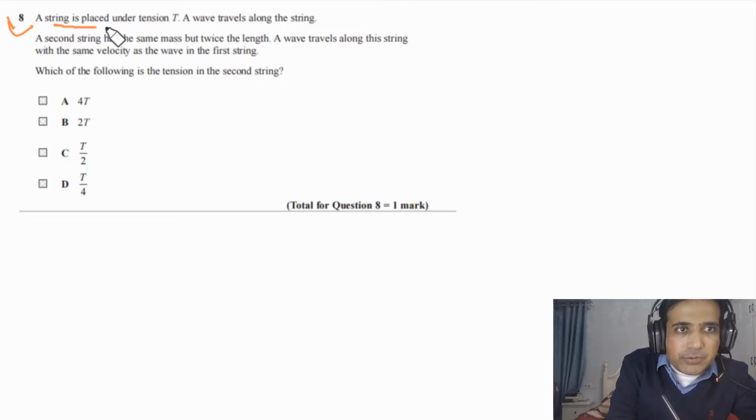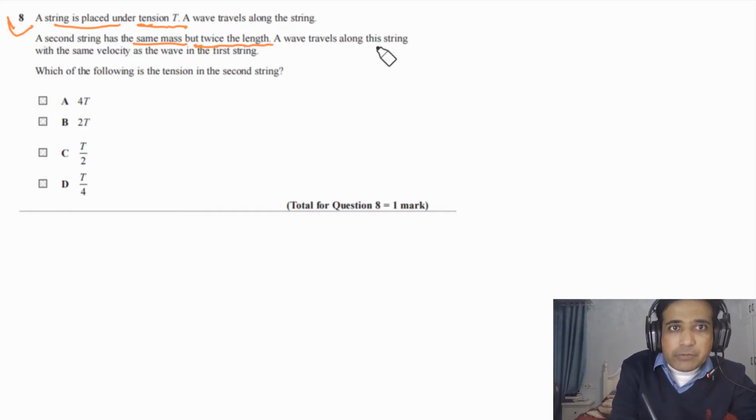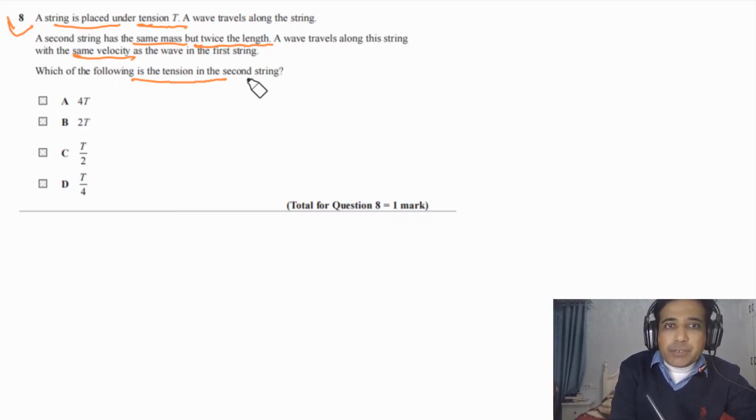Question 8 says, a string is placed under tension capital T. A wave travels along the string. A second string has the same mass but twice the length. A wave travels along this string with the same velocity as the wave in the first string. Which of the following is the tension in the second string? So we need to find out tension.